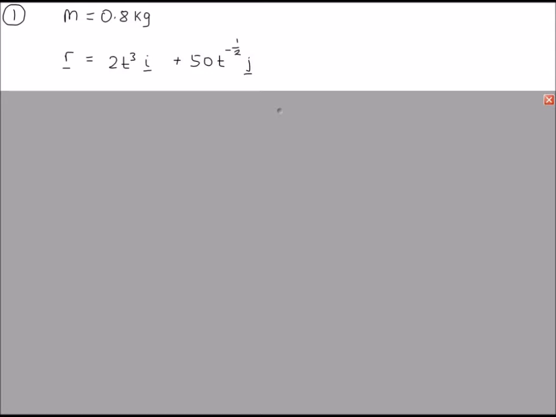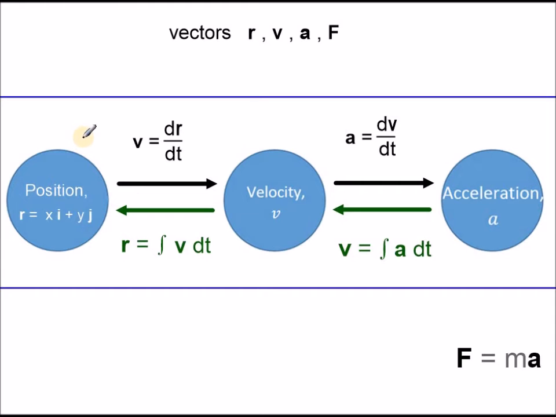Example 1. A particle has a mass of 0.8 kilograms and its position vector is given here. Now we have to work out the velocity vector for this particle and the acceleration vector, and then use F equals ma, Newton's second law, and work out the resultant force acting on the particle. So in this diagram we start with the particle's position vector, we differentiate with respect to time, we get the velocity vector, we differentiate with respect to time again, we get the acceleration vector, we use F equals ma, we work out the resultant force.